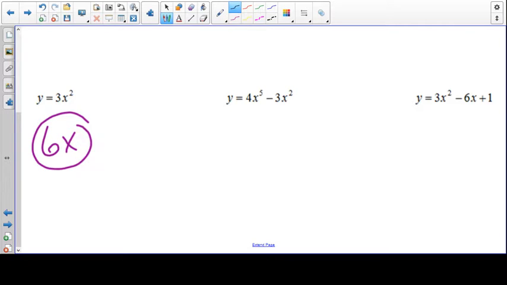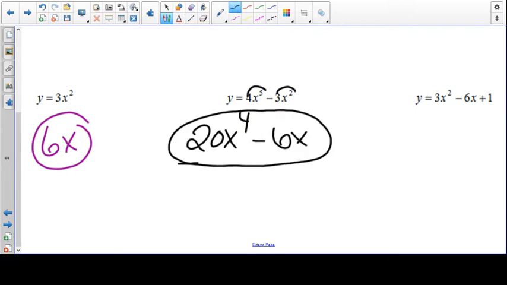I have a couple power rules together, so I have 4 times 5, which gives me 20, so 20x to the 4th, minus 3 times 2 gives me 6, 2 minus 1 gives me 1, so I have 20x to the 4th minus 6x. Again, a couple power rules in one. Bringing down that 2, 2 times 3 gives me 6. So I have 6x. There's that invisible 1. Multiply that through, I get minus 6.